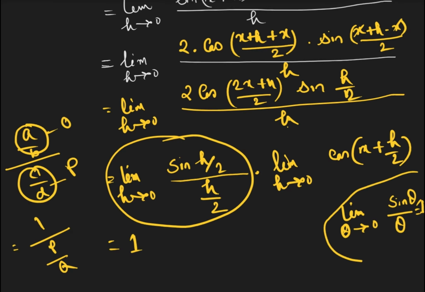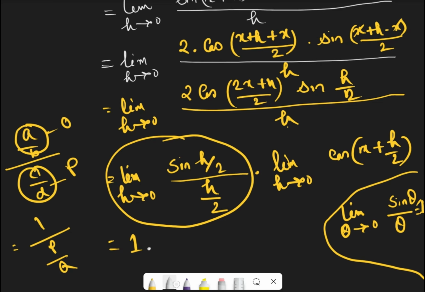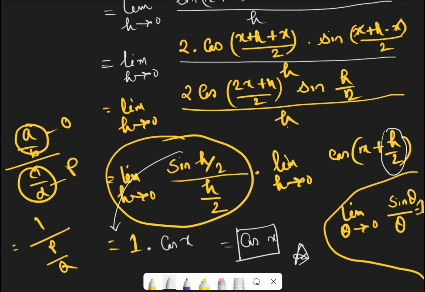Okay, let's use a different pen. So this is 1. So this whole value is 1, right? This is a basic trigonometric rule. And now limit h tends to 0. If we plug in the value of 0 instead of h, this term will be 0. And what are we left with? We are left with cos x. So cos of x is the final answer.